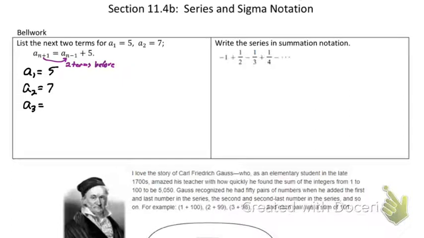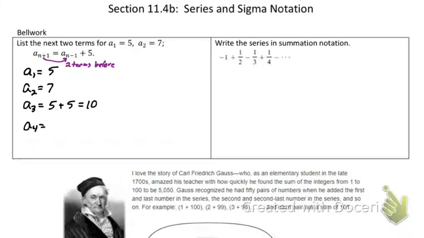My term before is 7. My term before that is 5. So 2 terms before is 5. So I'd plug a 5. And then I pull this 5 from this plus 5. So it's 5 plus 5. Noting the first 5 comes here. The second 5 comes from the formula. So that means my third term is going to equal 10.